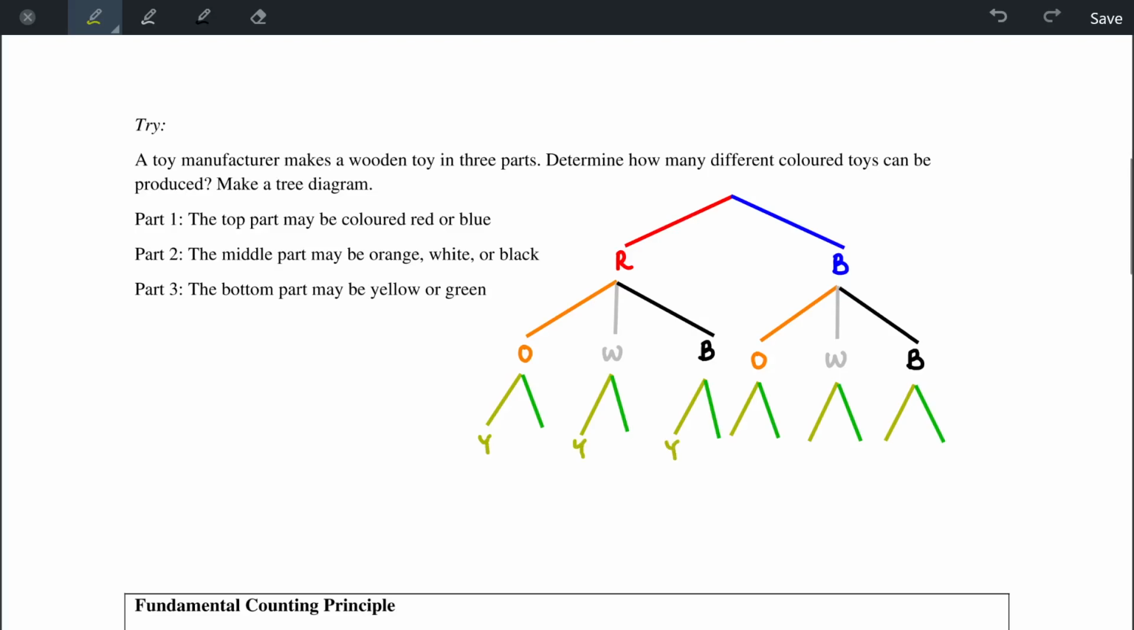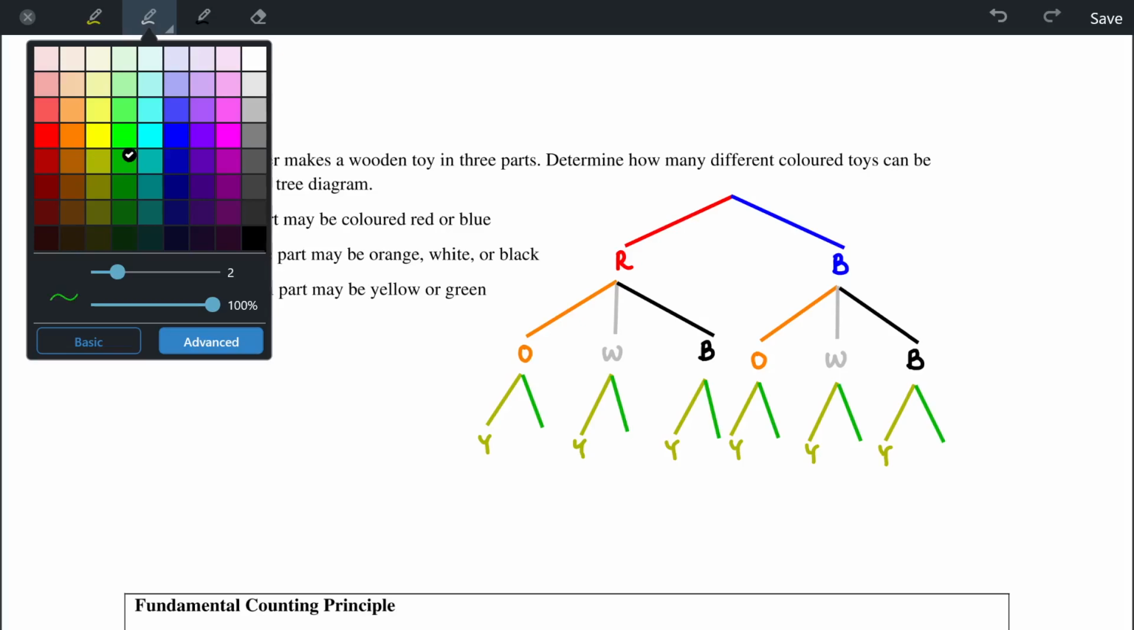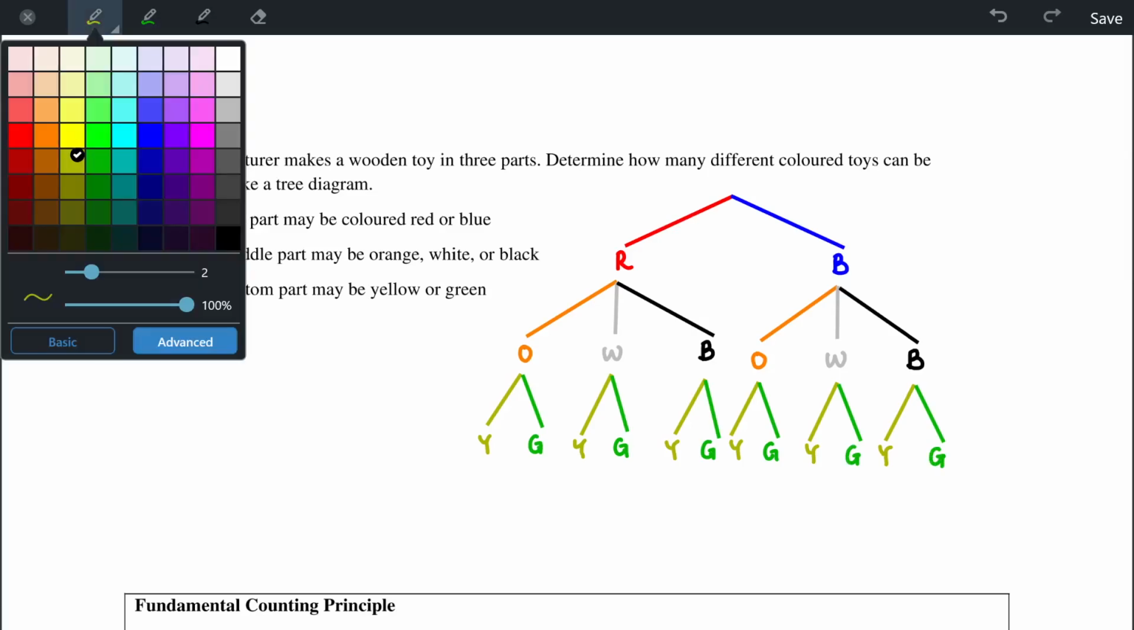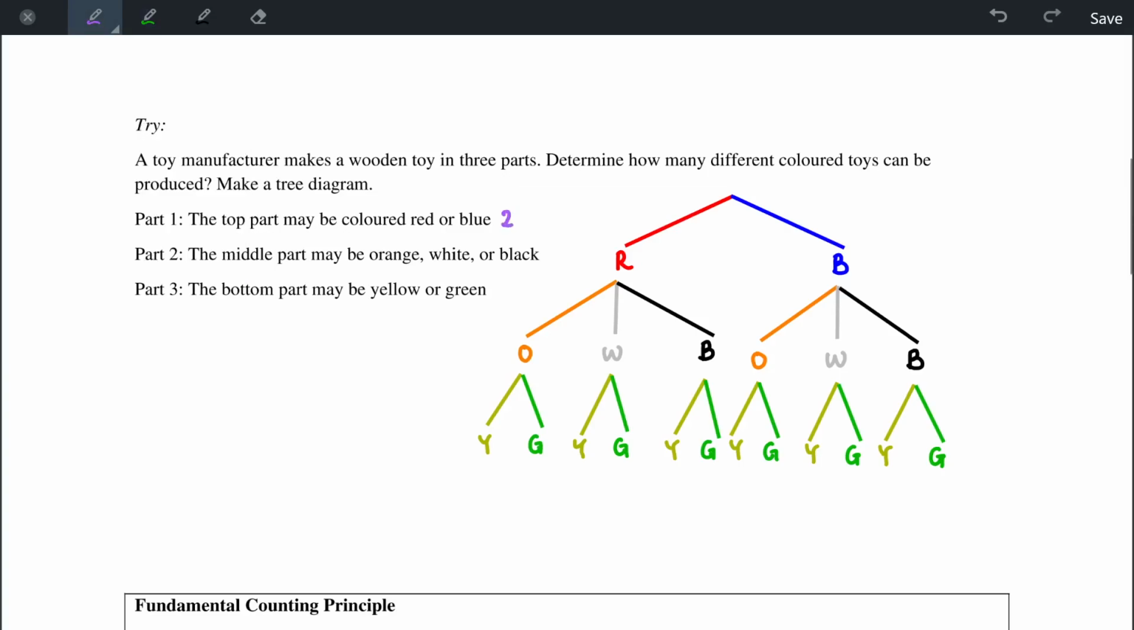So the advantage of using a tree diagram is we know what all 12 of the possibilities will be. As we can see, there are 12 branches here. If we simply multiply the numbers together, we will have the total number of possibilities, but we wouldn't know exactly what they are. Okay, so that's the completed tree diagram. And once again, we have 2 choices on the top part, 3 choices on the middle part, and 2 choices again for the bottom part. And so we have simply 2 times 3 times 2, and that will be 12 different toys.